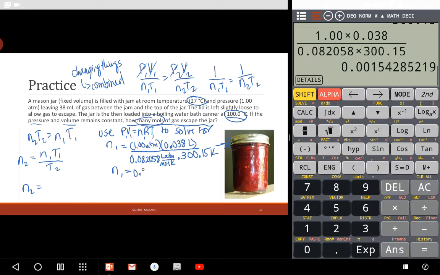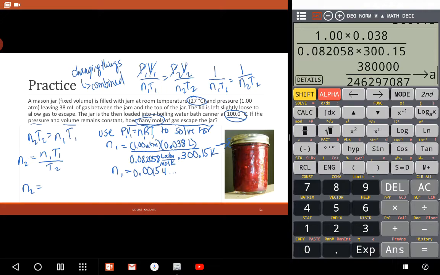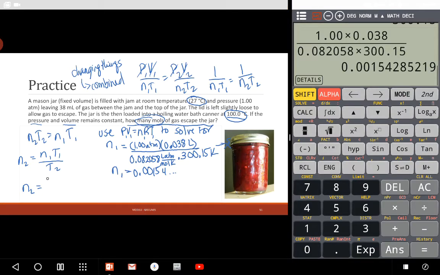And so my initial N is 0.00154, blah, blah, blah. I'm going to go ahead and store that number in my calculator, so I don't have to type it in again. So that's my N1. So now that I actually have an N1, I can plug that into where my equation is for N1. And then my T1 is going to be that temperature there.